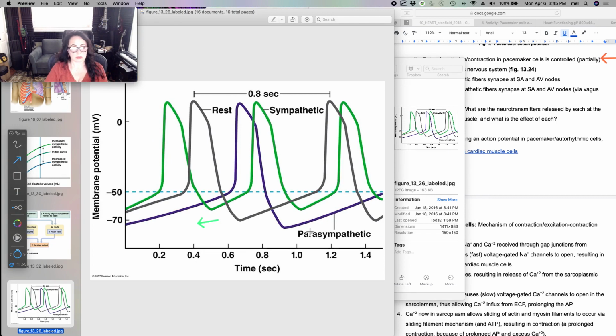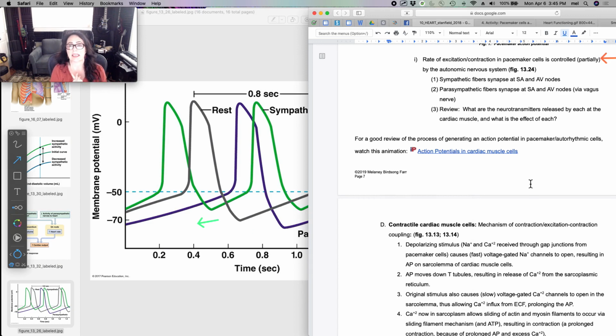Okay, so this looks so busy, but it's just fine. What's going to happen is the parasympathetic nerve will take this rhythmic depolarization and keep it from hitting threshold as quickly, and therefore slow the heart rate. The sympathetic nervous system would make it hit threshold more quickly, and then it would have a faster heart rate. So I want to show you this figure real quick.